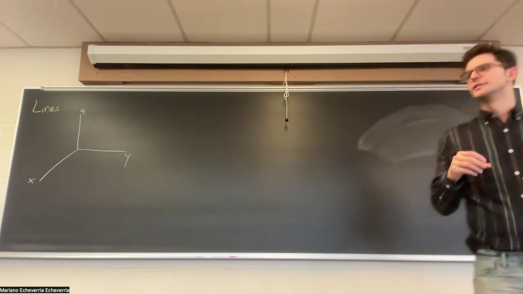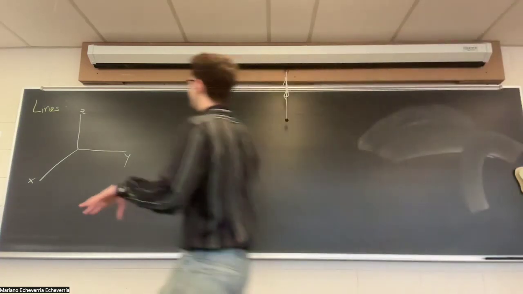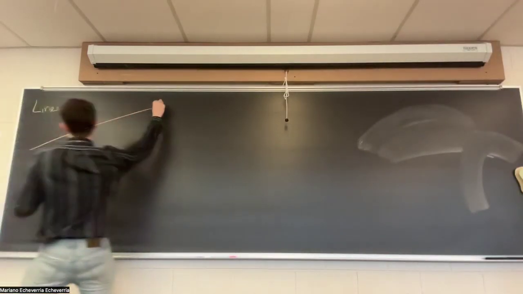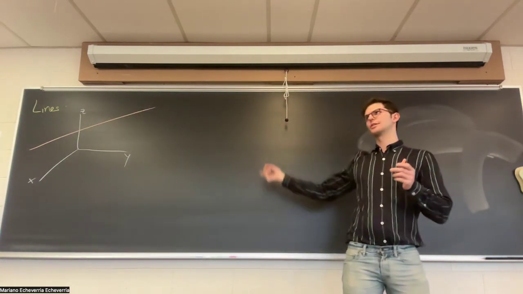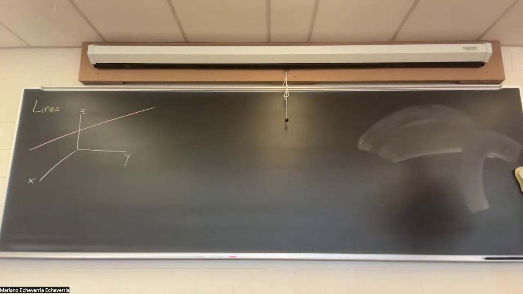Here's the idea of how you should think about a line, and this is something we'll use more on Monday: a line is kind of like the trajectory of a particle that moves at constant velocity. That's the best way to think about a line.